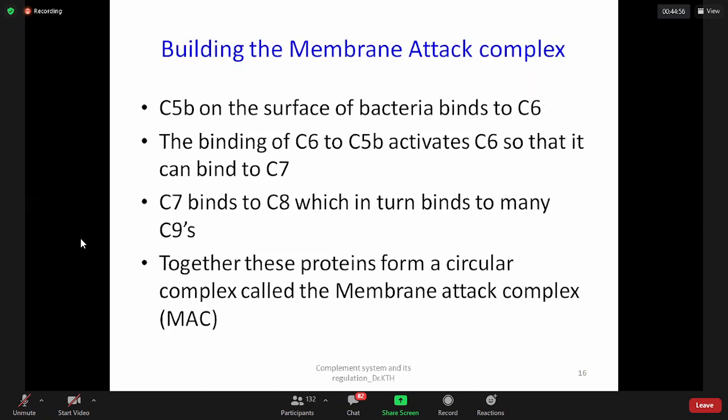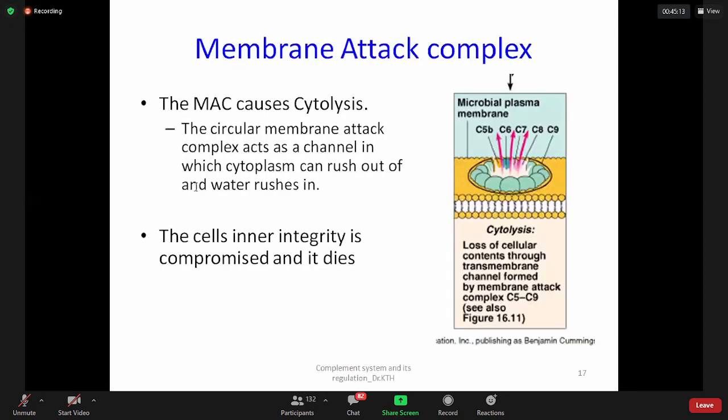So this is the complex which inserts into the cell, and the cell is going to die. Okay, so this membrane attack complex, we end up with all these intracellular components rushing out of the cell, water rushes out, and the cell will die.